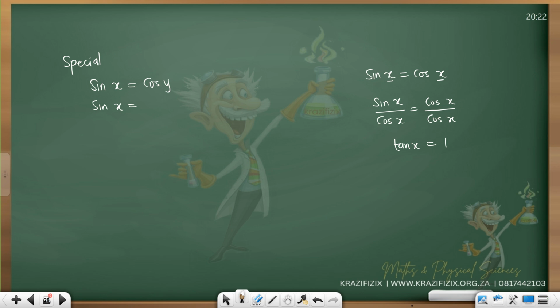What is the co-function of cos y? It is sine of 90 minus y. Do you know that co-function? Once you know that, then you can just pick this as your reference angle. And then sine is positive here, in quadrant 1 and quadrant 2. Are we okay? Yes, sir. All right.